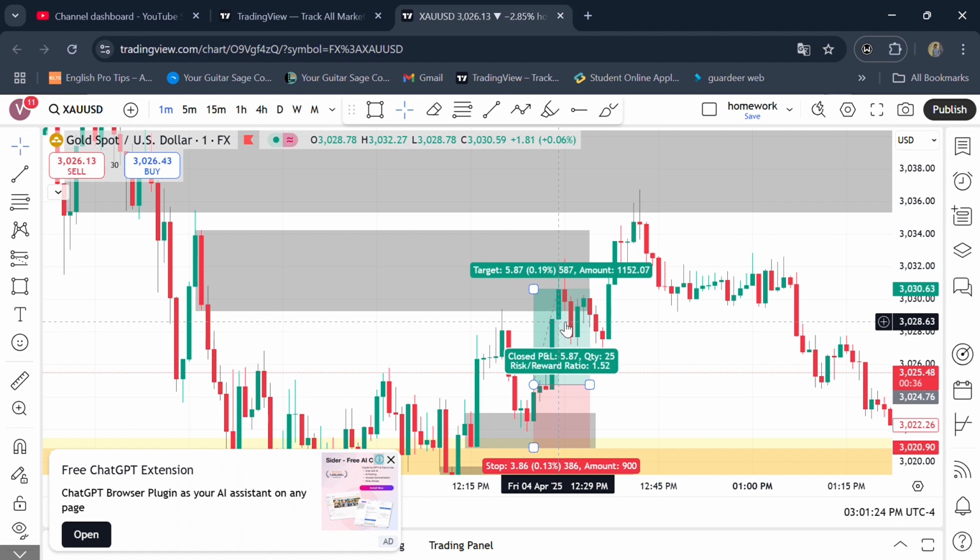Even though these are very small trades and generally I don't do it, it's also very fun because it's short and still gives you 1:2, 1:1.5, 1:3 kind of ratios. So I'm enjoying scalping.